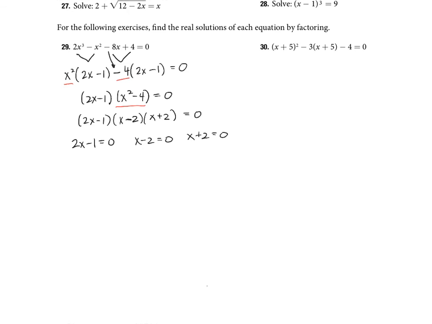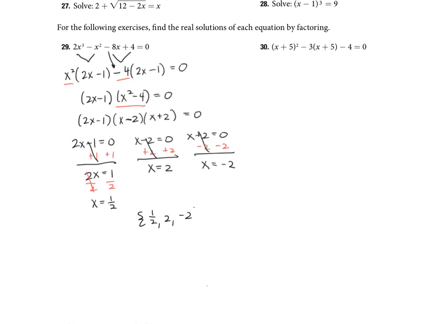So for 2x minus 1, I need to add 1 to both sides. So I have 2x equals 1, divide by 2, so x equals 1/2. That's one solution. Here I'm going to add 2 to both sides, so x equals 2. And here I'm going to subtract 2 from both sides, so x equals -2. So those are my 3 solutions: 1/2, 2, and -2.